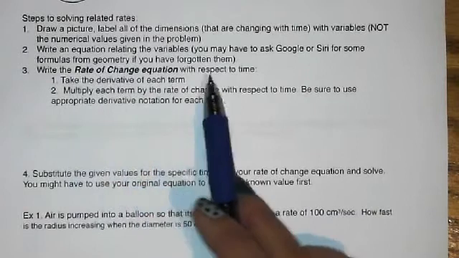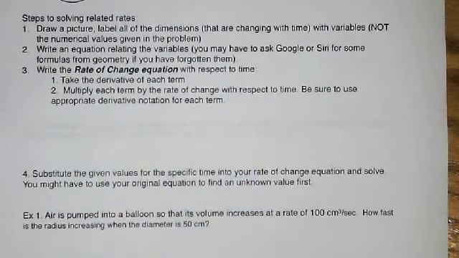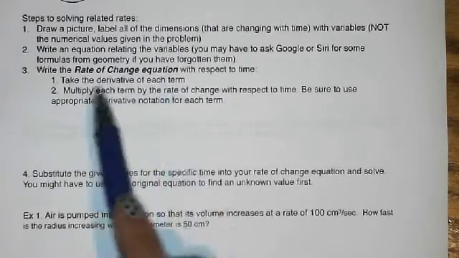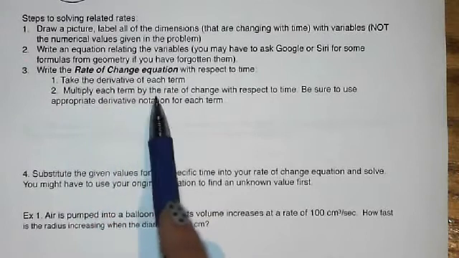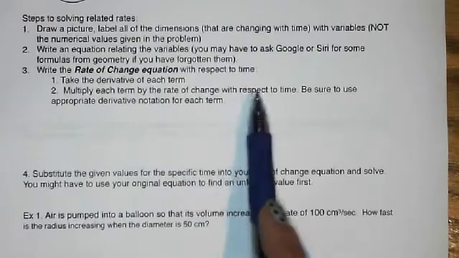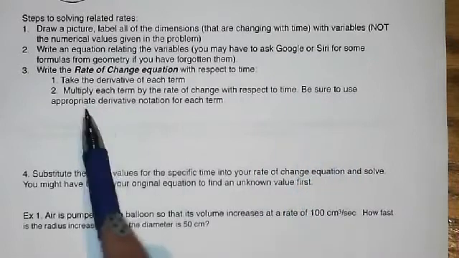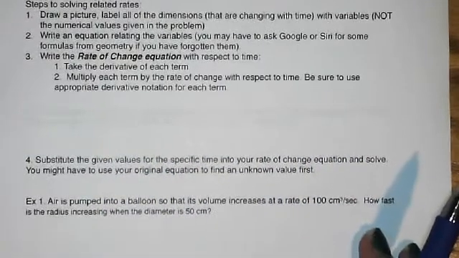Here's where calculus comes into play with respect to time, and it's a 2-step process. So you take the derivative of each term like you normally would using all your rules. After you do the derivative of each term, this is key. Multiply each term by the rate of change with respect to time. Be sure to use appropriate derivative notation for each term. So let me show you what I'm talking about here.